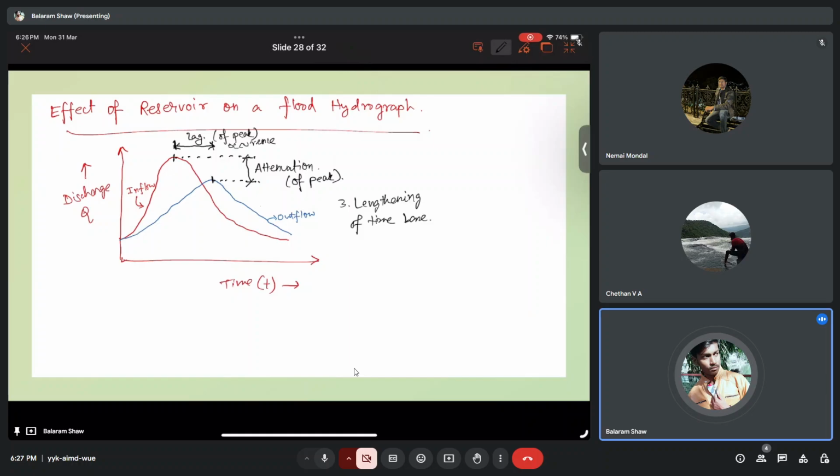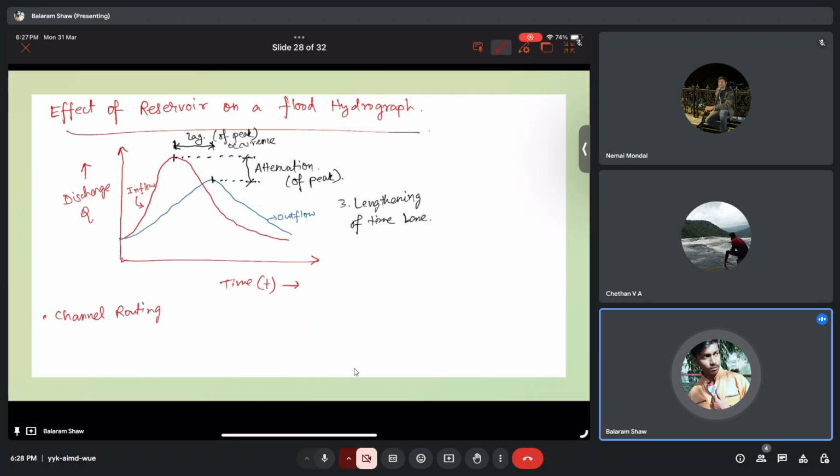So coming to channel routing. In channel routing, we study the changes in the shape of the hydrograph as it travels down a channel. So how the shape of the hydrograph is changing as we travel downstream. Let's say this is the basin, and this is the location of gauge 1. This is the upstream section, because this is the outlet we consider. And let's say here you have gauge 2.